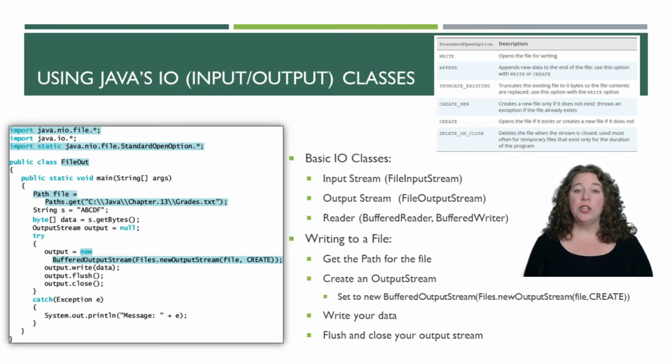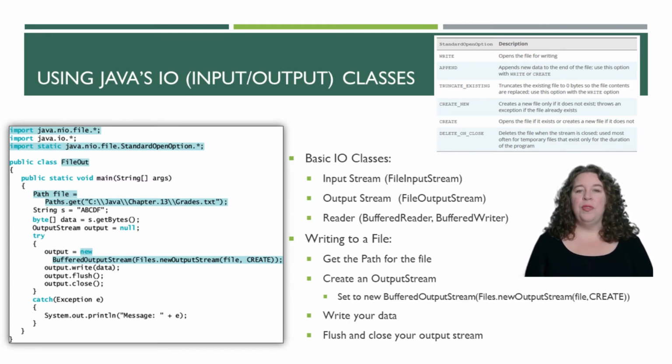In this case, we're going to do a buffered output stream, and we are going to use our Files class, and we're going to create a new output stream from our file. Remember, our file is our path. So where is the file? The file is at chapter 13 grades.txt. It's an actual file. And we're going to call it with the method create, because I want to go create the file. The file hasn't even been created yet. So I'm going to do that.